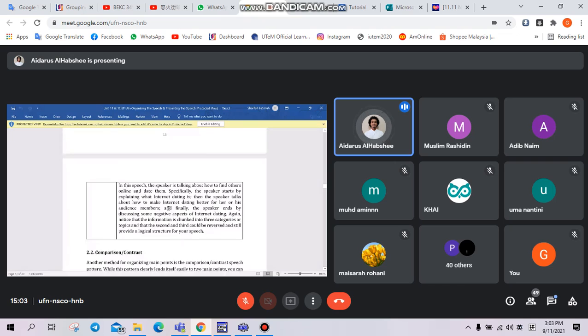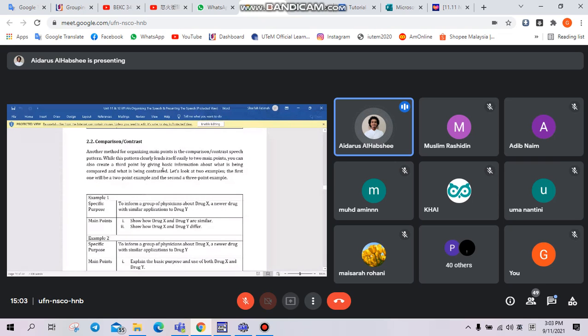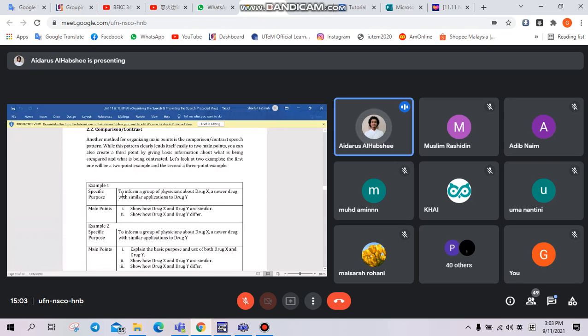Yeah. But on the other hand, there's a comparison or contrast. Okay, so it means that you use the first point to compare towards the second point, and then the third point, you are describing on why you are comparing both. Okay, so for the first example, to inform a group of physicians about drug X, a newer drug with similar applications to drug Y. So it means that the drug X is almost identical to drug Y.